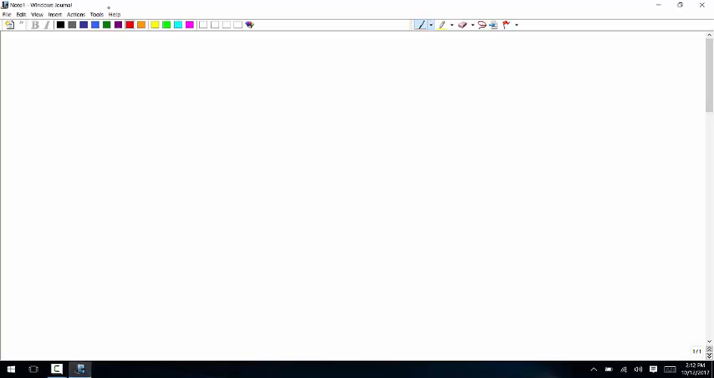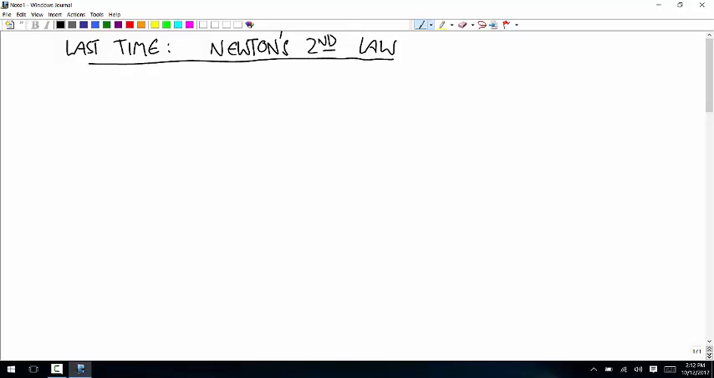Okay, so last time I introduced Newton's second law. And Newton's second law says F net, the vector F net, is equal to the mass times the acceleration vector.